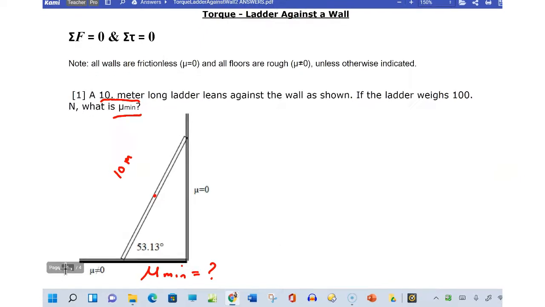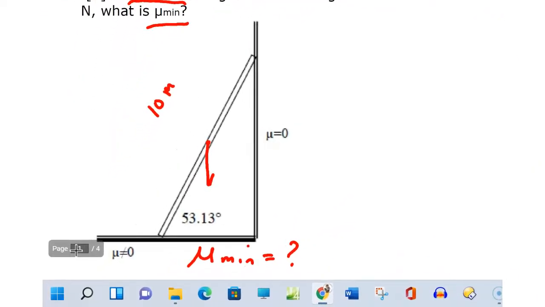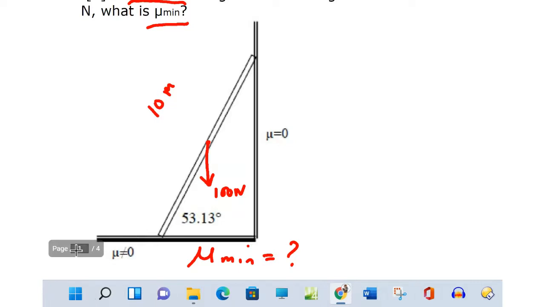we'll put the force in the middle of the ladder. Of course, it's going to point straight down because that's what weight forces do. They point straight down, 100 newtons, and we want to find the mu minimum. You can't find that mu minimum unless you do a total force analysis, and it all begins by noting that the sum of the torques on this ladder equals zero because it's not rotating, and the sum of the forces equals zero because it has no acceleration in the horizontal or vertical direction.